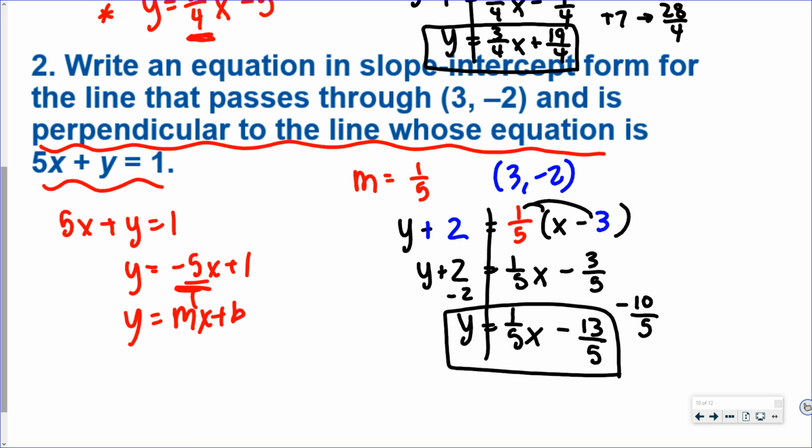Okay. We're going to stop there. We'll save the word problems for tomorrow. Does anyone have questions so far?